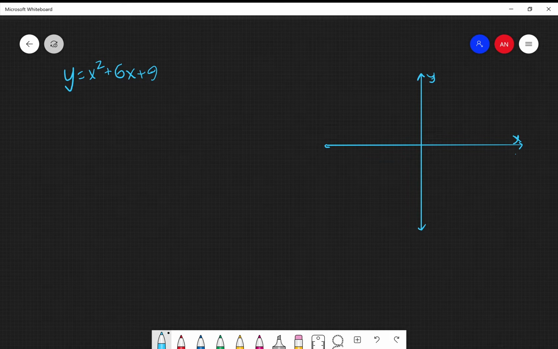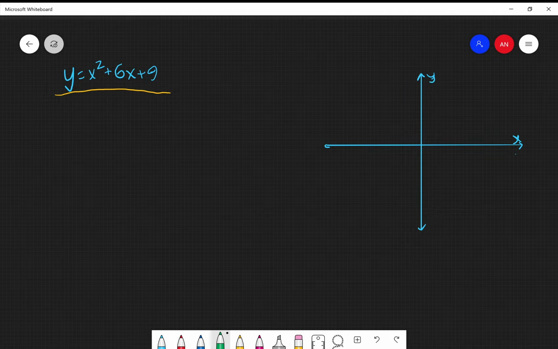Hello guys, today you'll be learning about the inverses of functions. Here we have the quadratic equation y is equal to x squared plus 6x plus 9. Let's start off by graphing this on the graph we have over here.